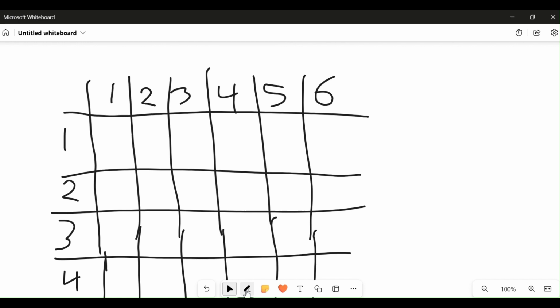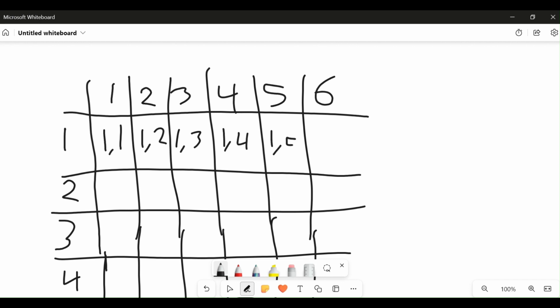If you toss the first die, what are the possible options we can have? Here we can have the two dice showing 1 and 1. You can have 1 and 2, 1 and 3, 1 and 4, 1 and 5, 1 and 6. Sorry, we can have 1 and 6. Then we can have 2 1, 2 2, 2 3, 2 4, 2 5, 2 6.